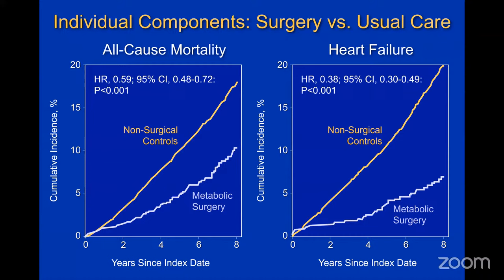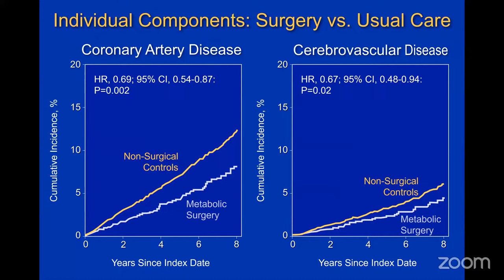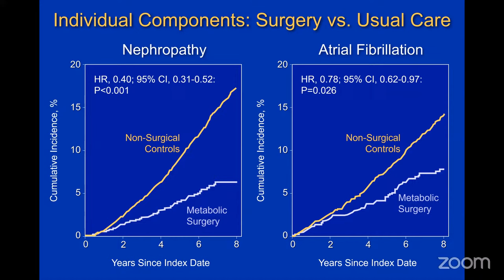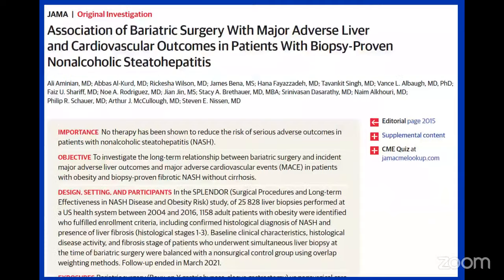It was a 62% reduction in the risk of heart failure. Just incredible. Coronary disease, 31% reduction. Stroke, cerebrovascular disease, 33% reduction. Nephropathy, which includes end-stage renal disease and all kinds of bad renal outcomes, 60% reduction. In atrial fibrillation, a 22% reduction.